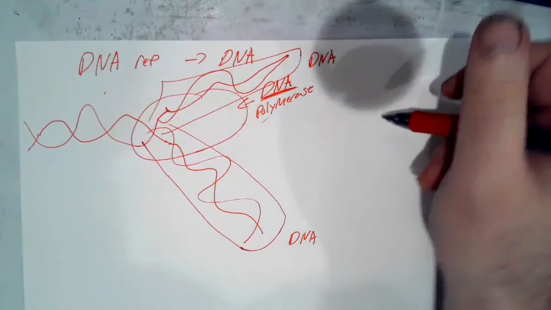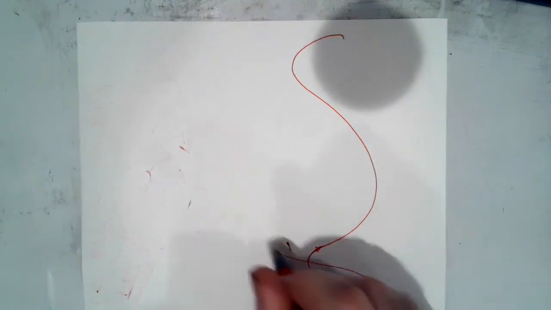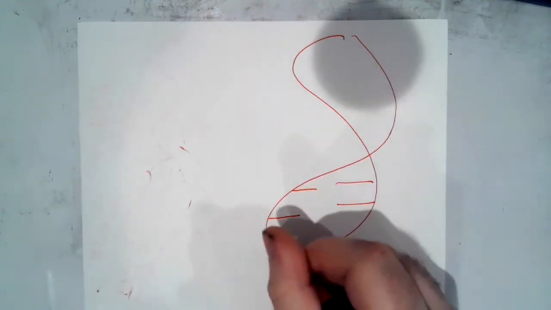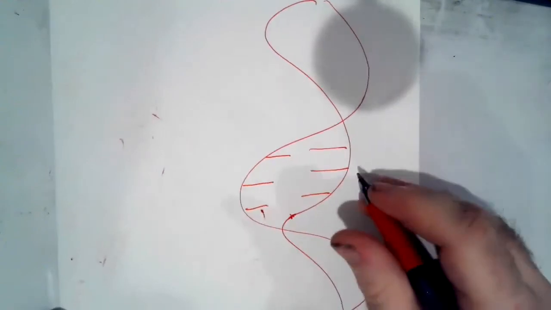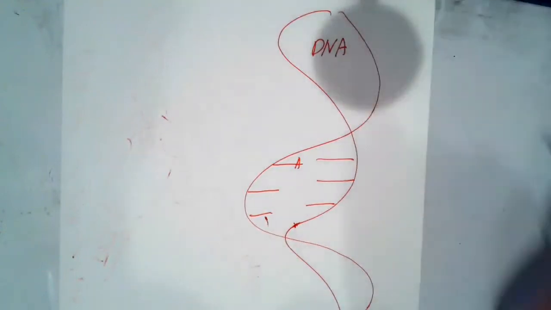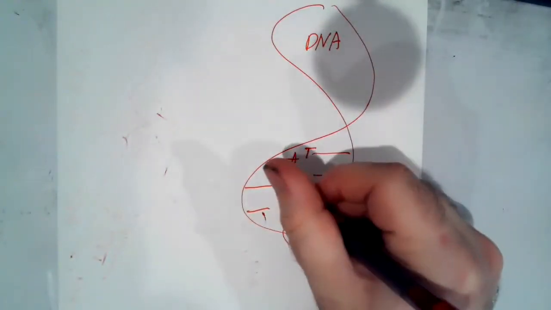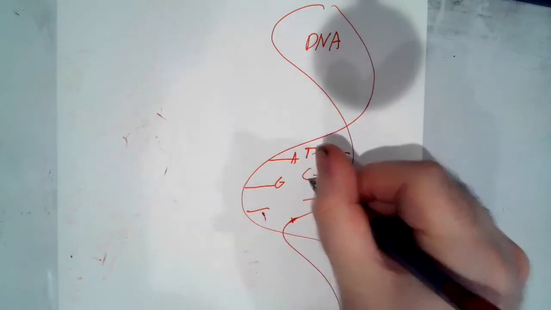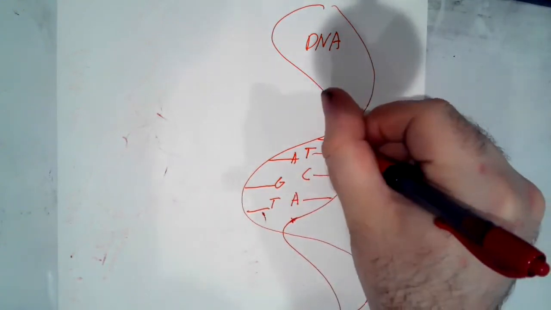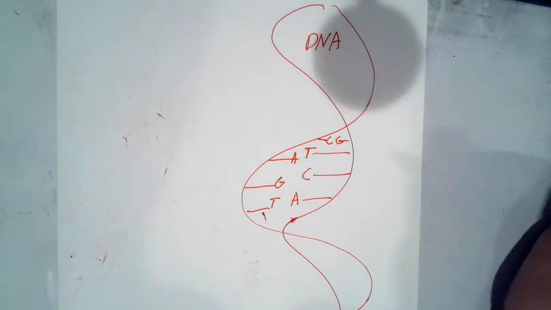But what about base pairing? Because DNA, as we saw, is a double helix, right? So you'll see all of these bases on the inside. Now, what bonds to what? Well, in DNA, if it's A, it bonds to T. If it's G, it bonds to C. And if it's T, it bonds to A. And there's one more. If it's C, it'll bond to G. Those are the base pairs.